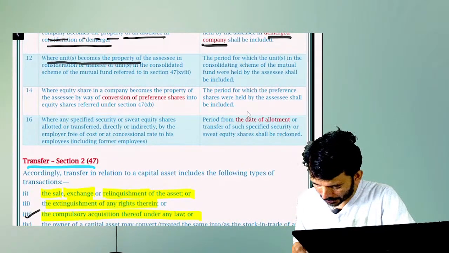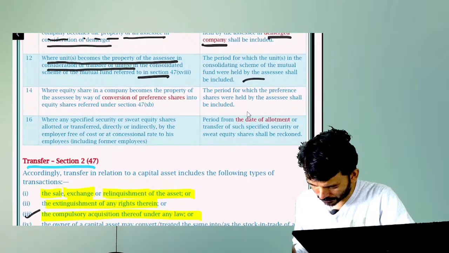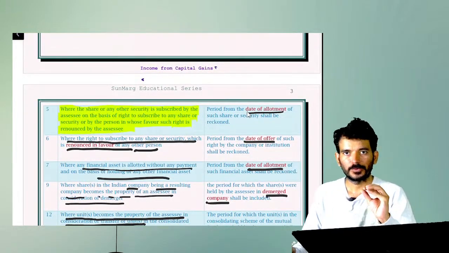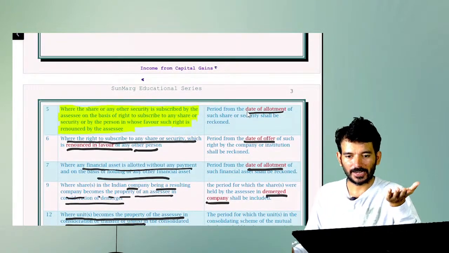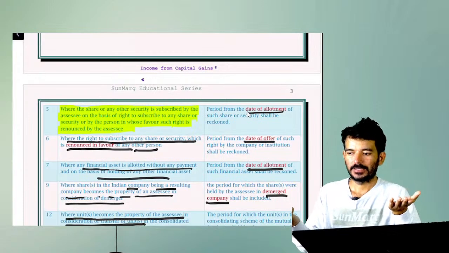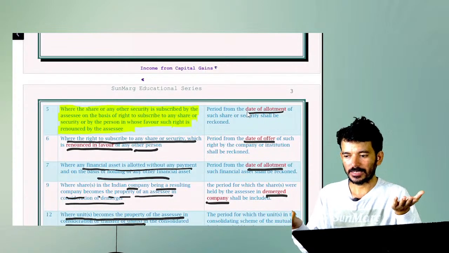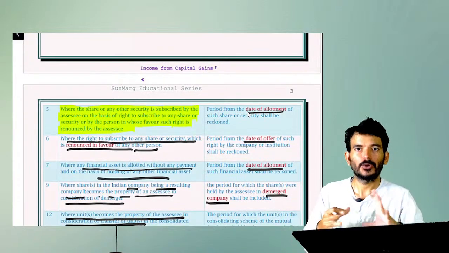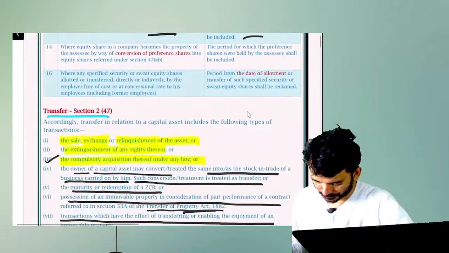Where units become the property of the assessee in consideration of transfers. So this is also not that important. Hope now we got a little understanding of what a capital asset is, when you call something a transfer, and then the period of holding, how you will calculate the period of holding and all.